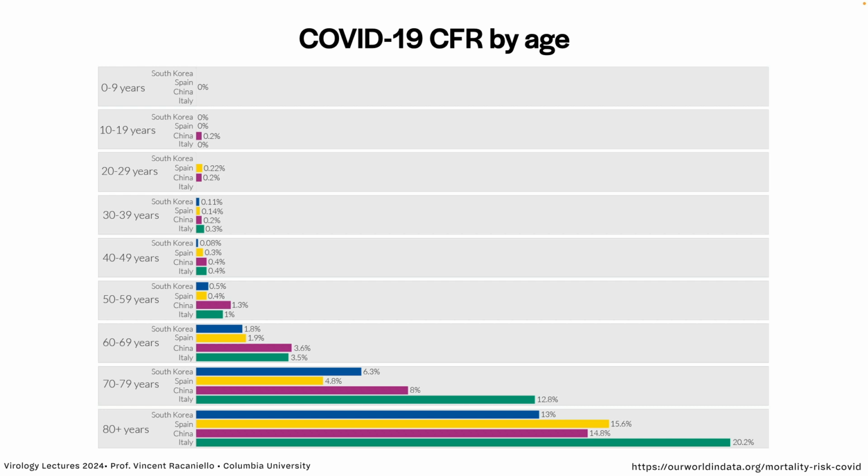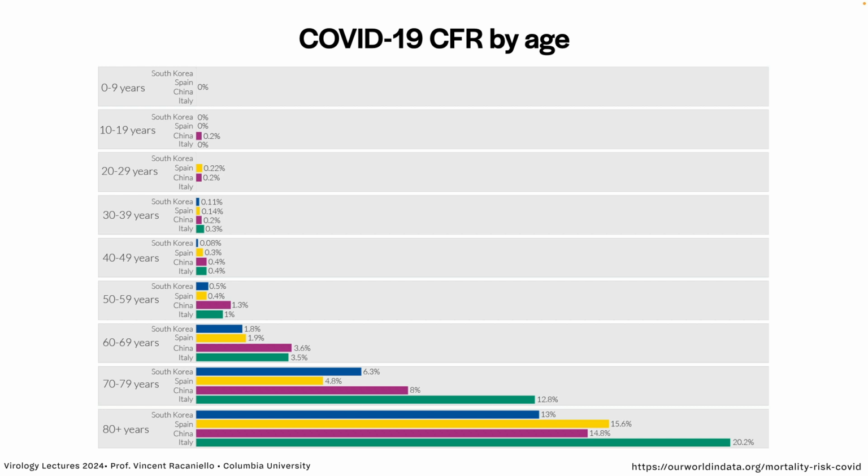So here's an example of age effect on the severity of COVID-19. This is COVID-19 case fatality ratio. Remember, we defined this a little bit time ago. And this is by age, in just a few countries: South Korea, Spain, China, and Italy. And you see it stratified by different ages. The case fatality ratio are the colored bars.